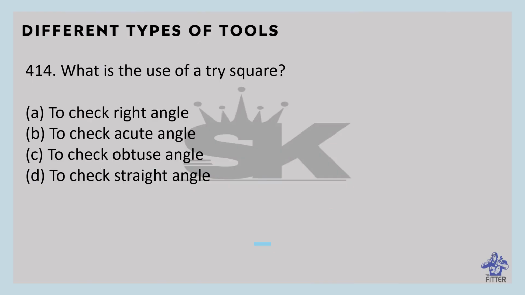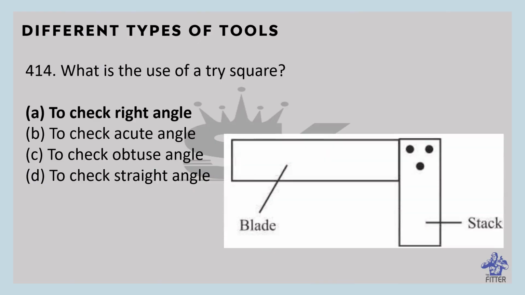What is the use of tri-square? That is used to check right angles. You can see here in the image, this is 90 degree. 90 degrees.